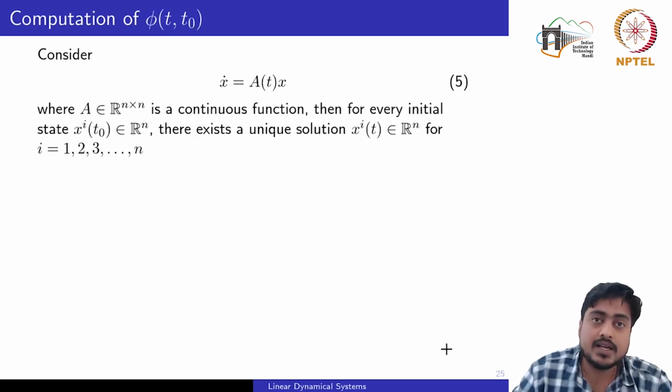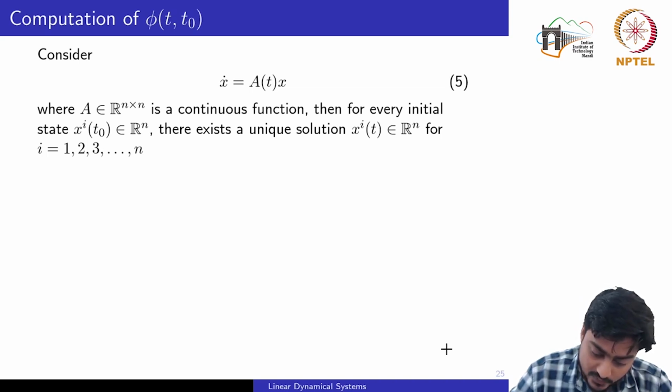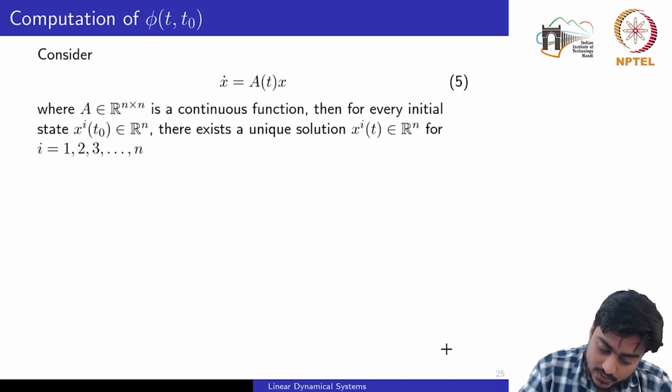So the important part here is how to compute the state transition matrix. First of all, let's consider the homogeneous system x dot is equal to A(t) x. So we know then that for every initial state xi(t0), which is an n-dimensional vector, here I am taking different initial conditions.